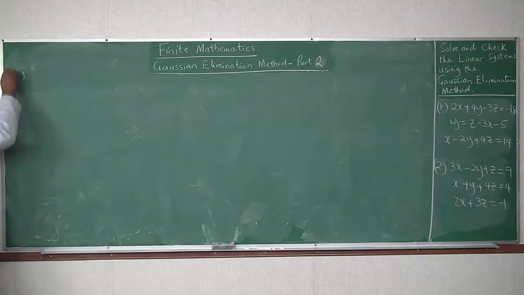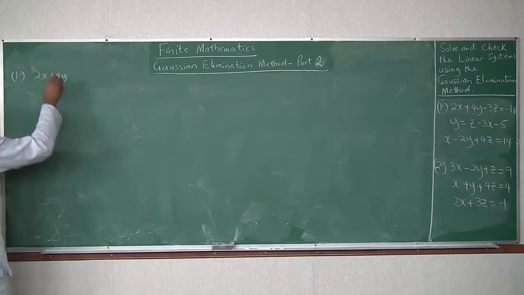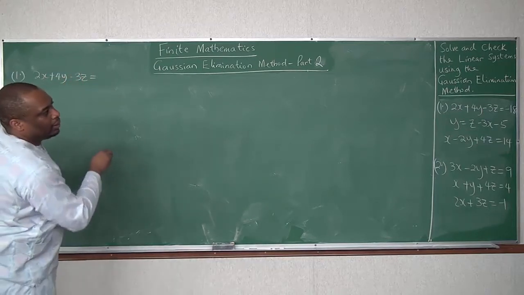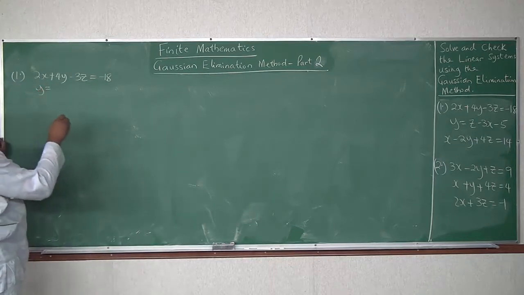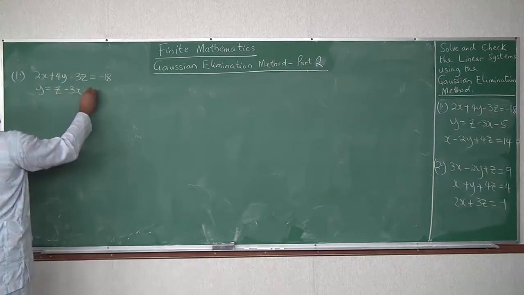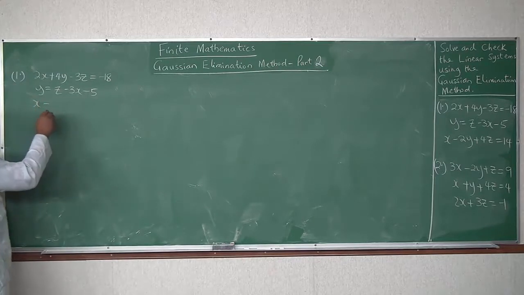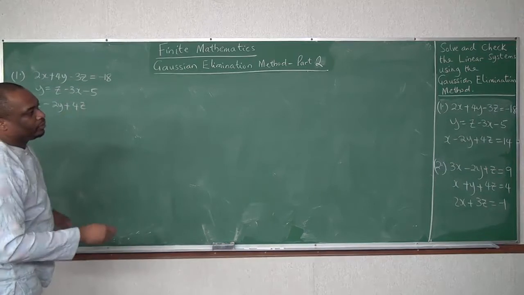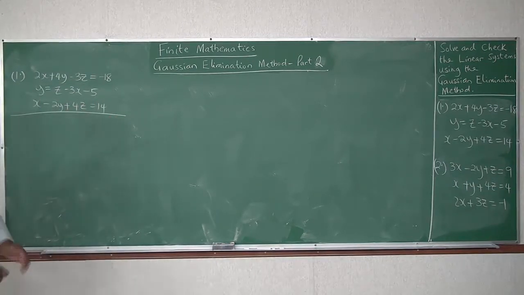We look at question 1. We have 2x plus 4y minus 3z equal to minus 18. y is equal to z minus 3x minus 5. x minus 2y plus 4z equal to 14. So let's look at this first.